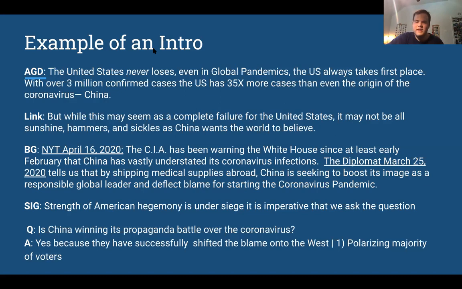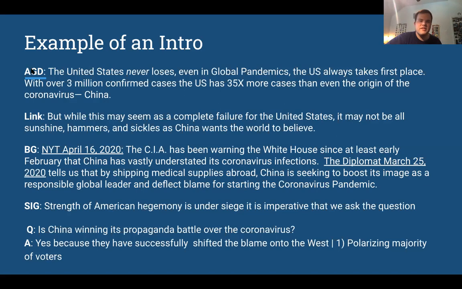And then you're going to give what I just babbled about its significance. So while the strength of American hegemony is under siege, it's imperative that we ask the question: is China winning its propaganda battle over the coronavirus? And the answer is a clear yes, because it has successfully shifted the blame onto the West by first polarizing the majority of voters, and then it'll give your second and third point. Hopefully that made sense. If not, I'm going to put it all together right now, and hopefully it will.